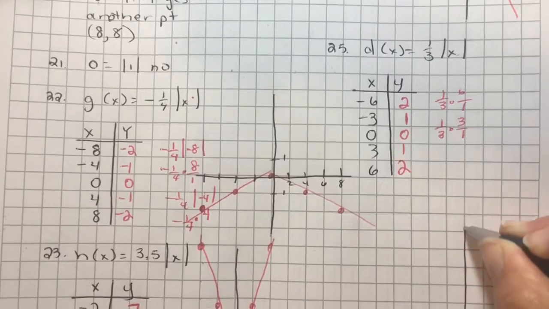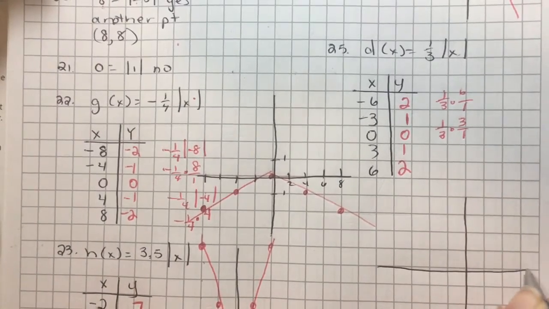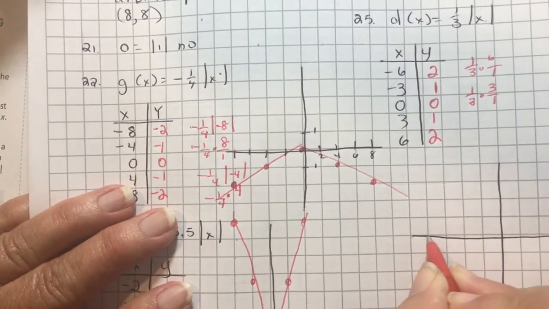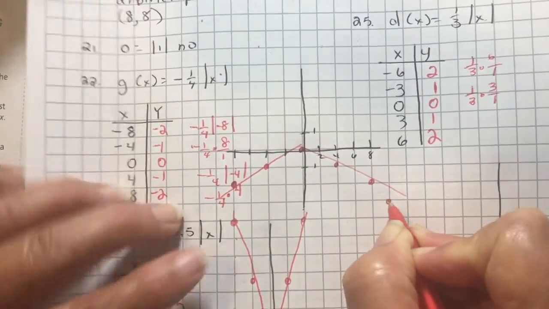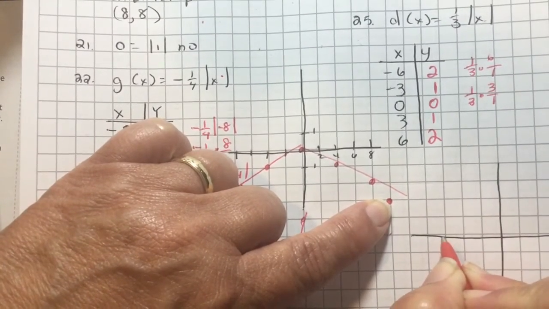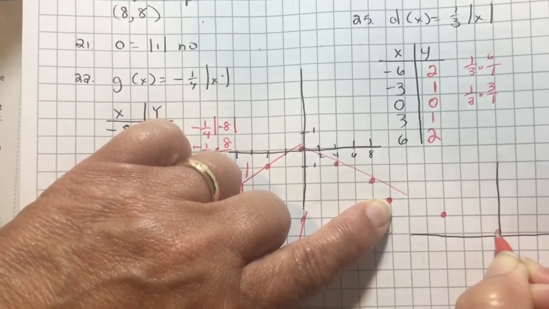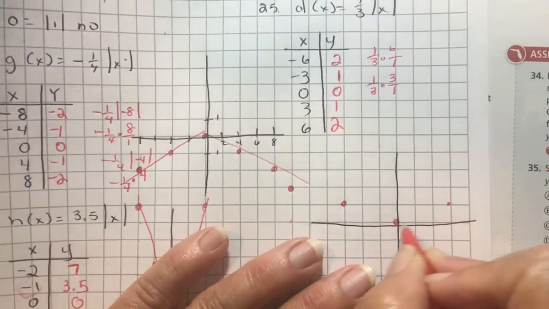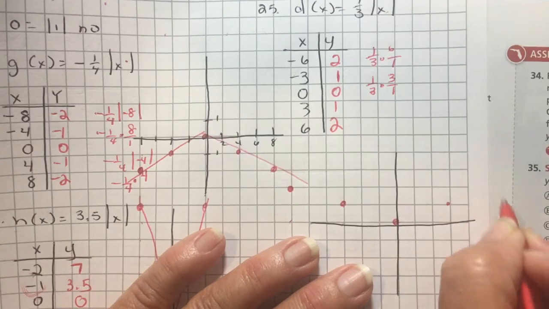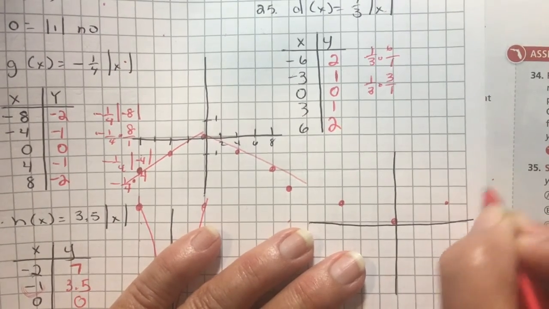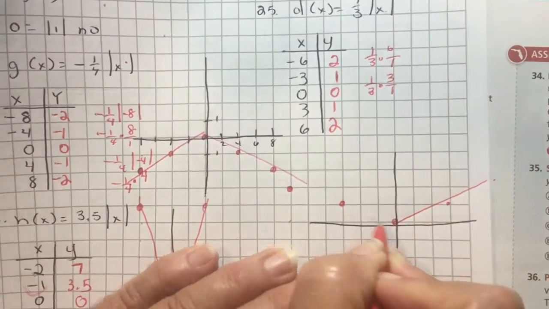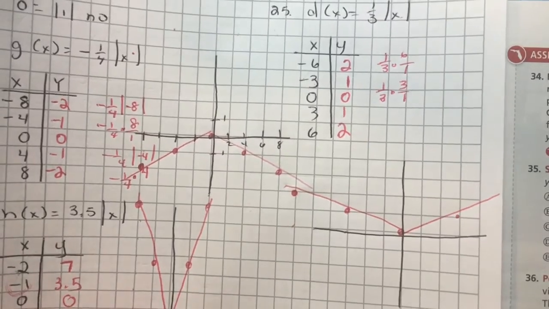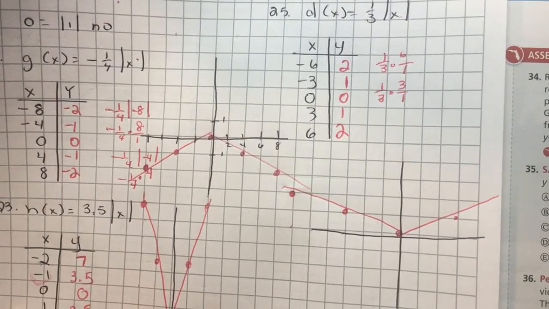Now we're ready to graph this one. All right, so negative 6, 1, 2, 3, 4, 5, 6 with a positive 2. Negative 3 with a positive 1, 0, 0. 3, 1. Ooh, and my 6 is going to be off. That's 4, 5, 6. It's going to be up off my paper here. Okay, if you're having any questions or problems with absolute value graphing, please let me know.